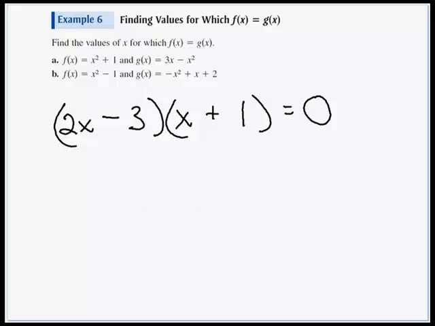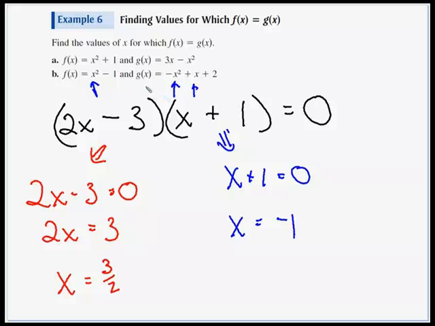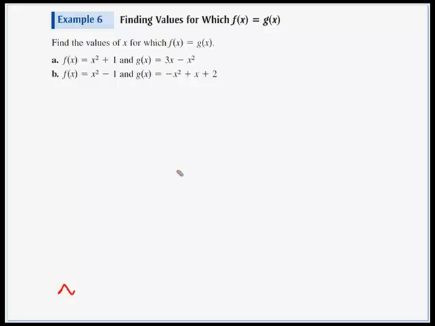And now we're setting each factor to 0. 2x minus 3 equals 0. I'm going to add 3 to both sides. 2x is 3. And divide by 2. x is 3/2. On the other hand, we know that this factor could also be 0. x plus 1 equals 0 means x is -1. And you could take the 3/2 and plug it in for these x's and solve it, and it will be equal. Or you could do the same thing with the -1s. And of course, it's going to work.